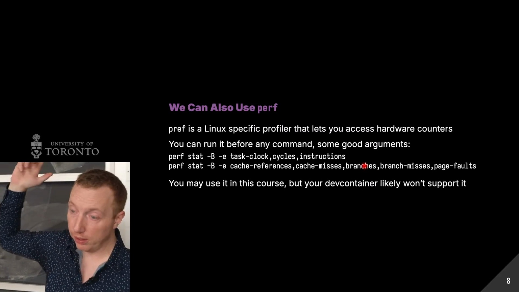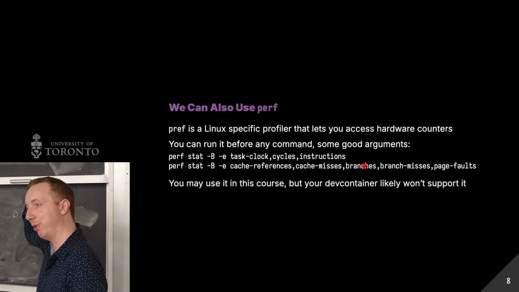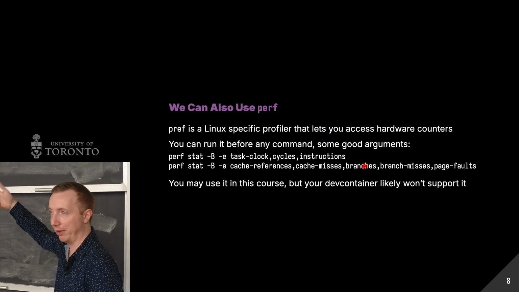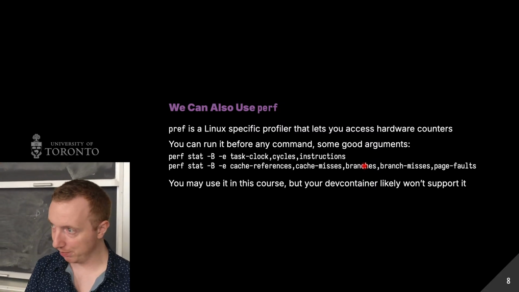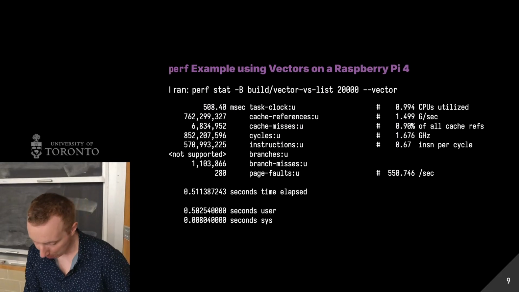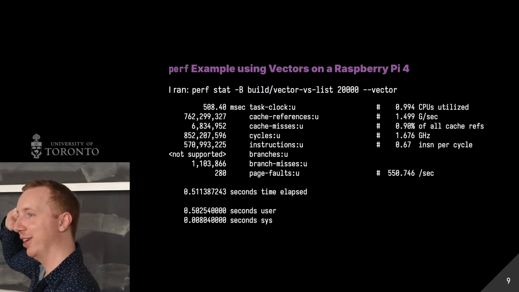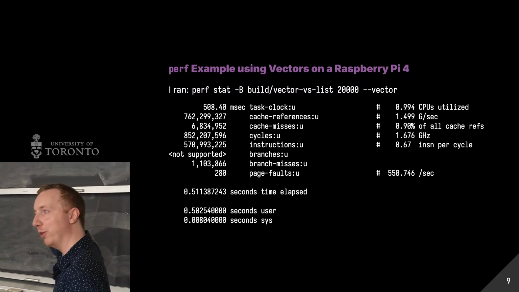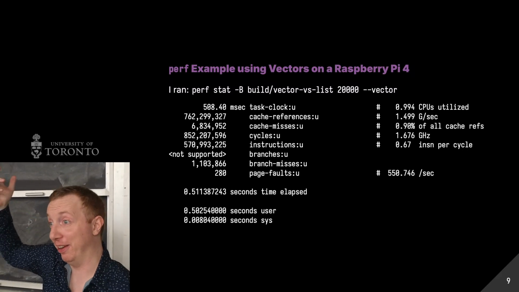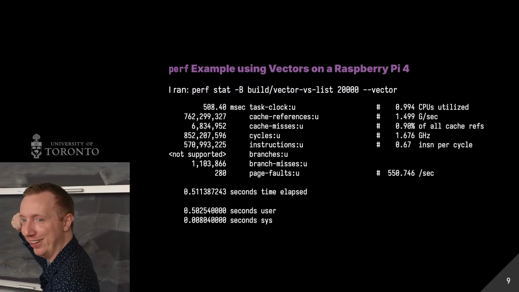So you can use it in this course. Your dev container likely won't support it. My virtual machine doesn't support it because my underlying operating system is macOS, not Linux. So even though I'm showing you a Linux VM, it's a virtual machine, and I actually don't have access to this stuff. But your testing infrastructure is kind of jank. It's a whole bunch of Raspberry Pis that are sitting in my basement. You can donate other hardware if you want, but right now that's what it is.